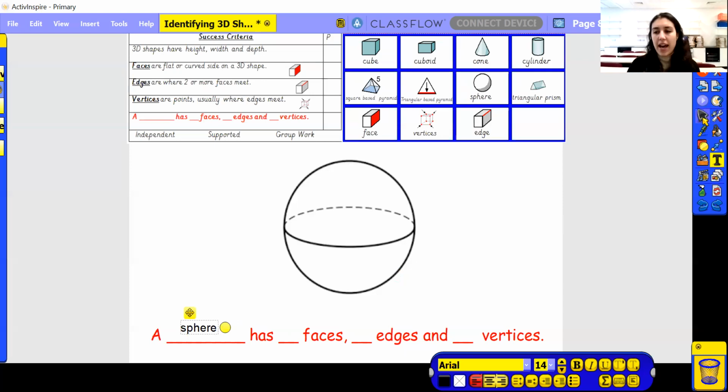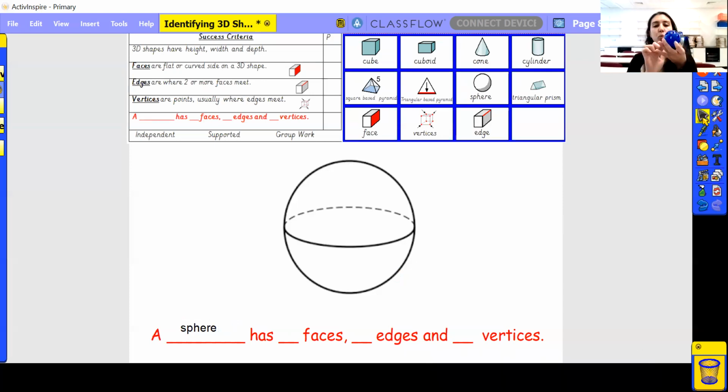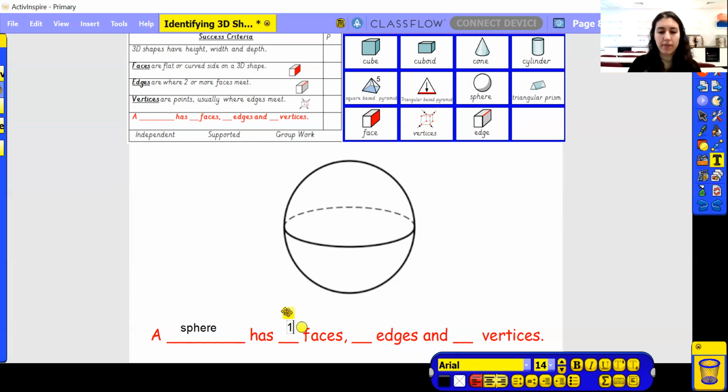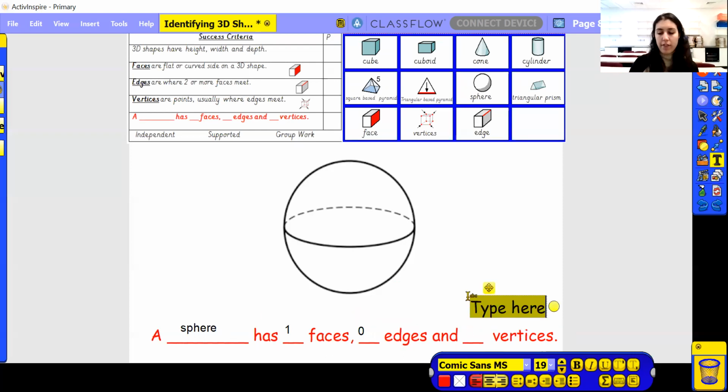So a sphere has, well, it's just got this one continuous curved face. So it has got one face that goes all the way around. And because it's only got one face, it can't meet any other faces, so it's got no edges at all. It's got 0 edges. And if it's got 0 edges, those edges can't meet to create a vertex. So it's also got no vertices as well.